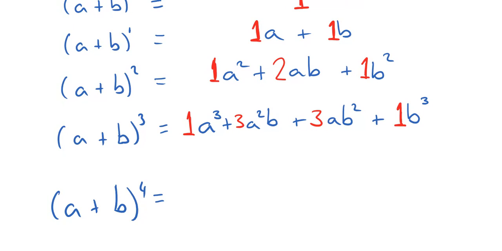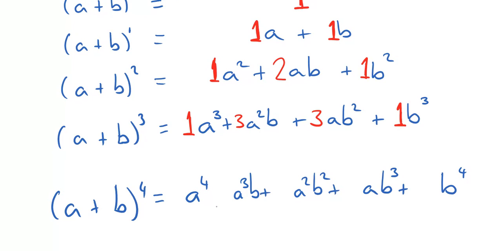So if I did (a + b) to the power of 4, we're going to have an a to the power of 4, certainly. We're going to have a b to the power of 4, and we're also going to have some other things. Well, we're going to have some a to the 3 times b. We're also going to have some a squared b squareds. We're also going to have some a times b to the power of 3.